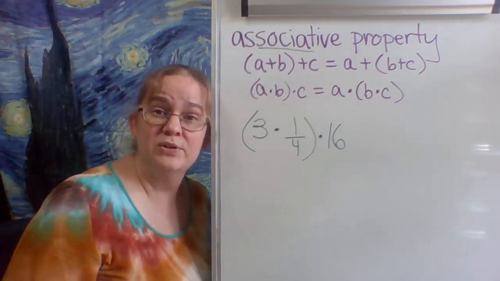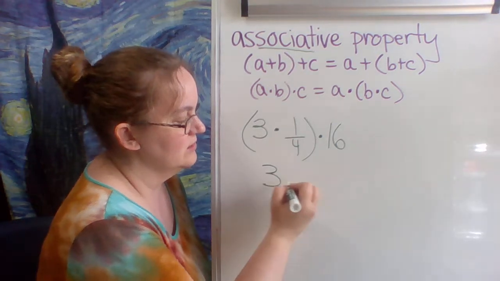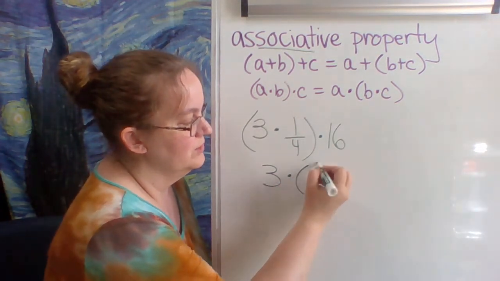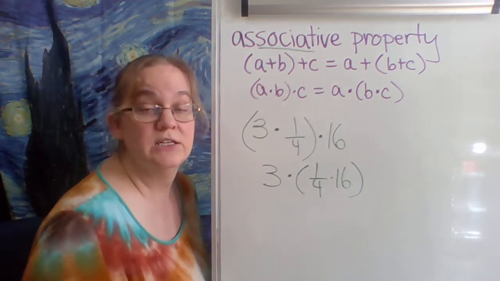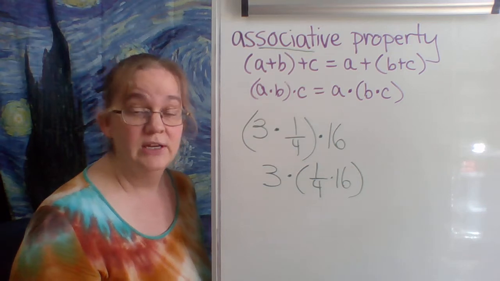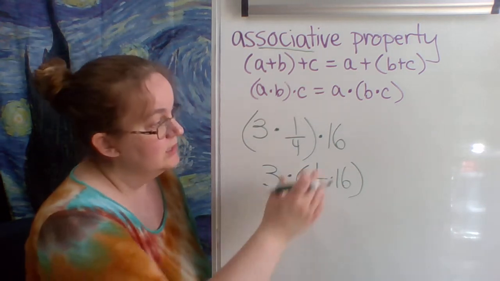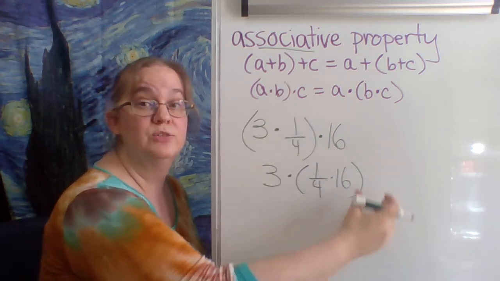This would be an example of, hey, I really would like to regroup it because it's a lot easier to do 1/4 of 16. 1/4 times 16 is just going to be 4, and then I can do 4 times 3. It makes my life a lot simpler. These two things are going to be equivalent. I'm just moving which ones I'm doing first.